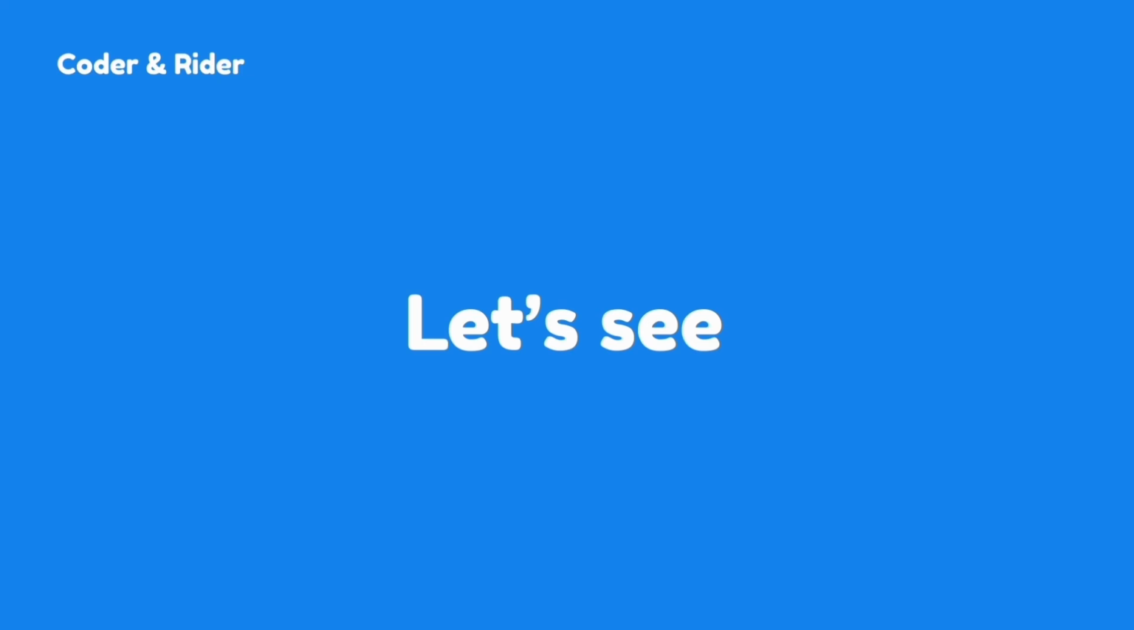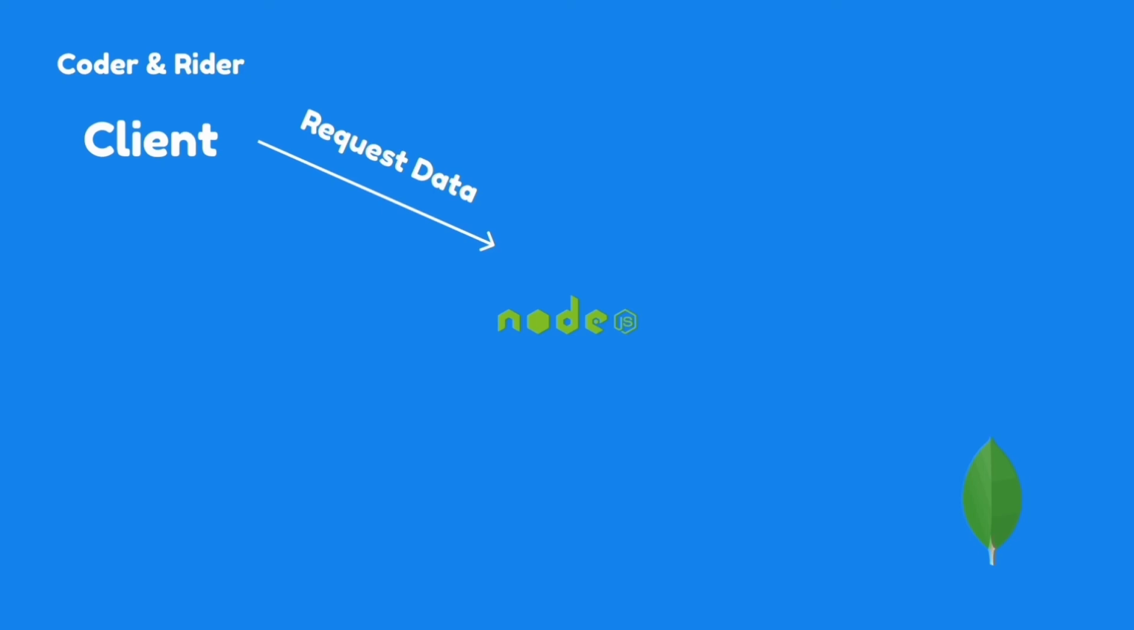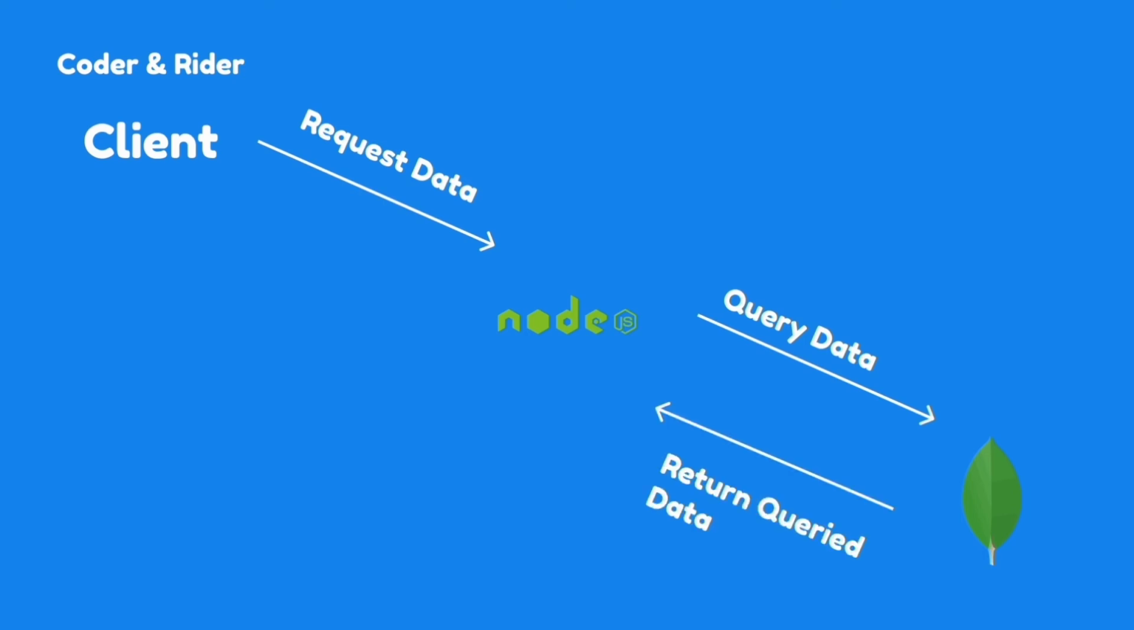Let's see how it works. First, the request will pass from the client to the Node.js server. Then the Node.js server queries the data from MongoDB. Then MongoDB returns the data to the server, and the server returns the data to the client app.